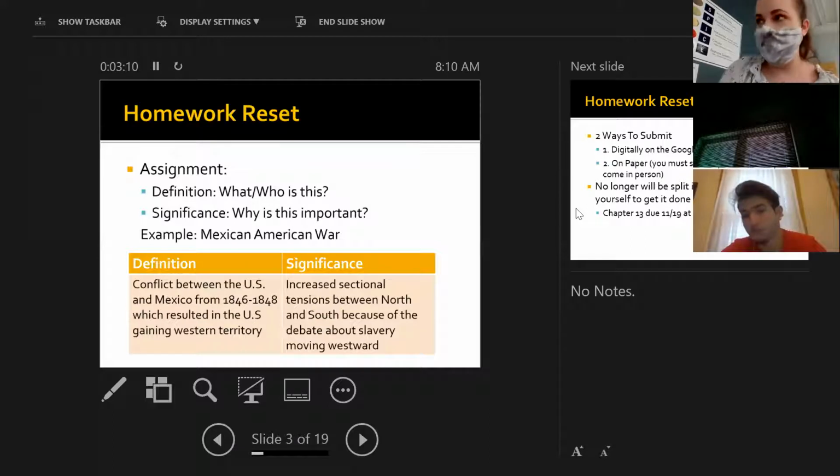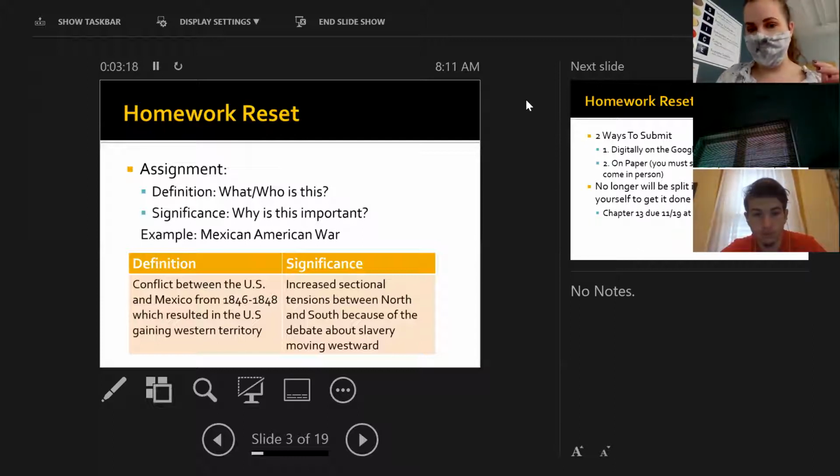So the big thing is the definition is literally just, what is it? What's happening in that moment? And the significance is the long-term impact of that event. So the Mexican-American War, the long-term impact is this increased sectional tension.